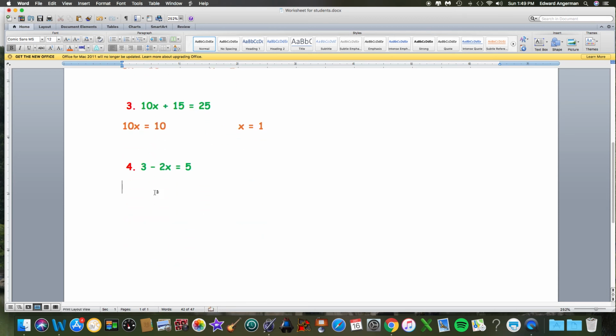Alright, last one. Number 4 is a little tricky because the x is in the middle of the terms, and it has a minus sign in front of the 2. So it's a little different, but to start this one, since the 3 does not have a negative sign in front of it, or a positive sign, it is automatically positive. That means you have to subtract 3 from both sides. When you do this, it leaves you with negative 2x equals 2.